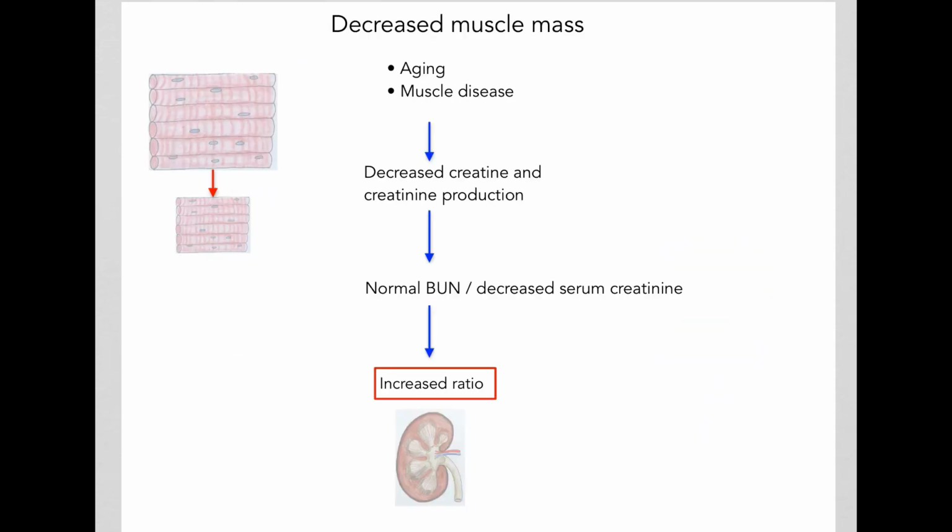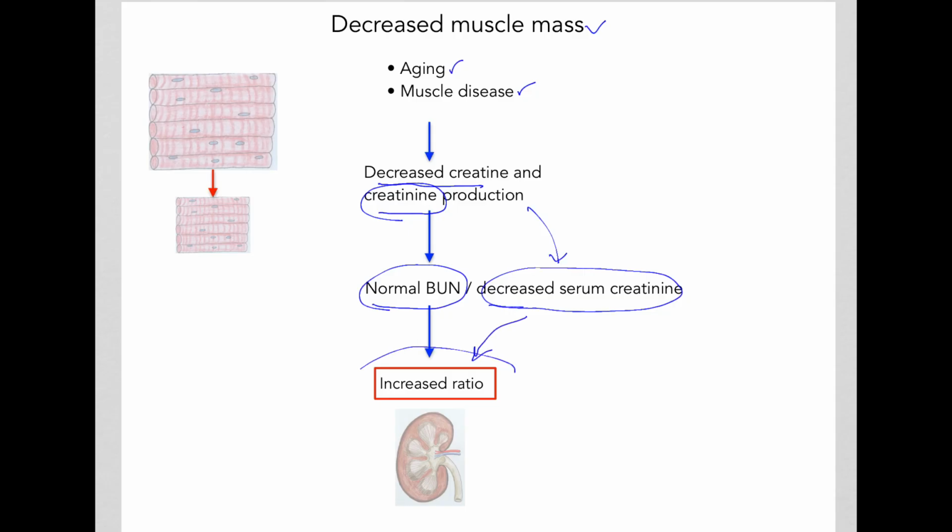Now, in conditions of decreased muscle mass such as aging, muscle disease, less muscle means there's less creatinine production. And so in this case, because of the decreased serum creatinine, because less creatinine is coming into the bloodstream, but the BUN is normal, this is going to give you an increased ratio.